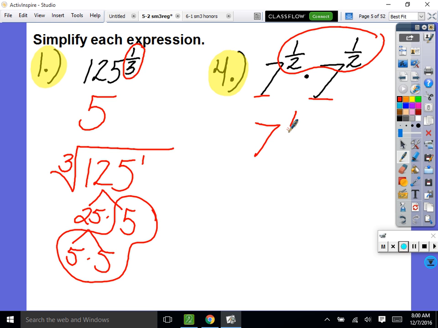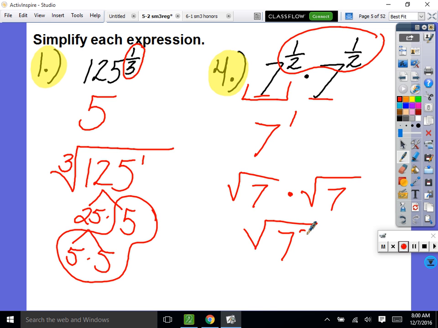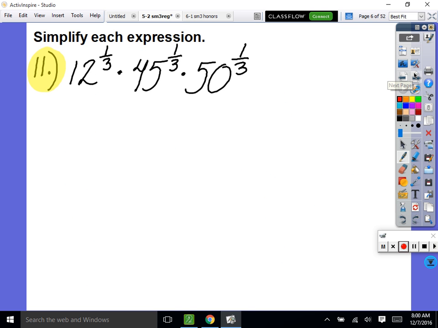Pretty easy? Now another way to think of that, everybody watch, is this piece is really the square root of 7, rewriting it as a radical, times the square root of 7. Now because they're both under the square root, we can put them together. So that's the square root of 7 squared. Isn't 7 times 7, 7 squared? Root cancels out with power. You get 7. Everybody good with those? Pretty simple.